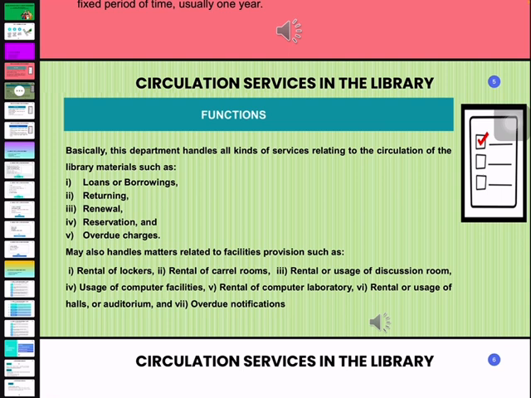So, circulation service may also handle matters related to facilities provisions such as rental of lockers, rental of carrel rooms, rental or usage of discussion rooms, usage of computer facilities, rental of computer laboratory, rental or usage of halls or auditorium, and overdue notifications. So basically, anything that is related to the facilities and the user will be handled by the circulation service.